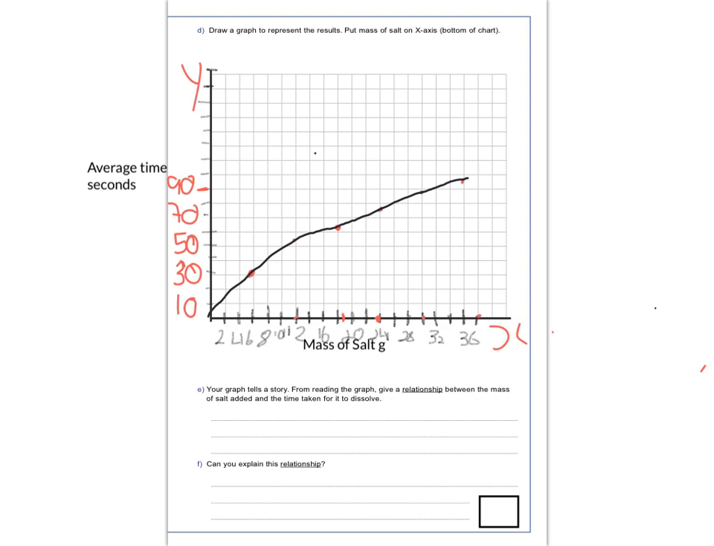Okay, your graph tells a story, and from reading the graph, give a relationship between the mass of salt added and the time taken. So from the graph, we can see that the more salt that you add, the longer it takes to dissolve. Then it asks us, can you explain this relationship? Well, there's more salt to be dissolved, so therefore it is going to take longer.